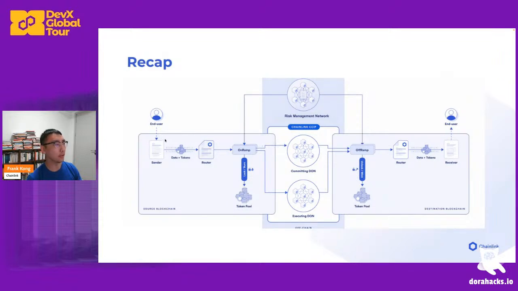And you can move anything from the source chain to the destination chain. And even if you want to execute a transaction on the destination chain, it is also achievable. You just wrap all the bytes data into your transaction, and this transaction can be executed by the decentralized network on the destination chain. So this is the whole process of the Chainlink CCIP.